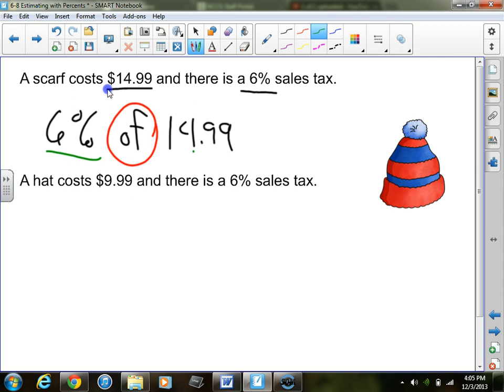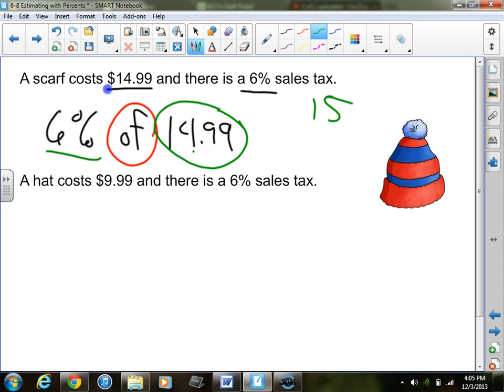Now, going back just a couple minutes, I said we were going to be estimating. So to estimate, I don't need to find the exact answer here. I just need to get pretty close. So how about, instead of doing $14.99, because that's a little scary, we round that up to 15? $14.99 is really, really close to 15. So why don't we find 6% of 15?